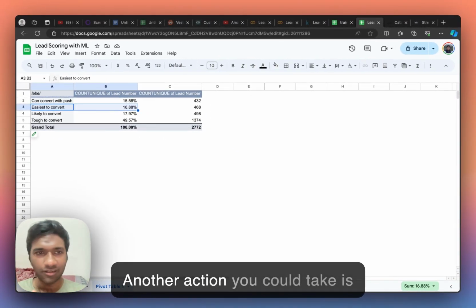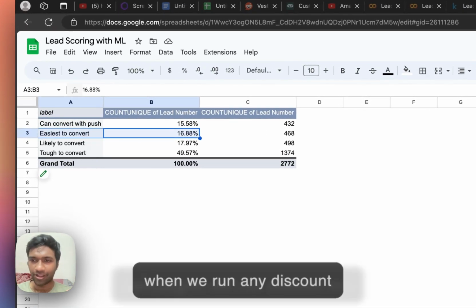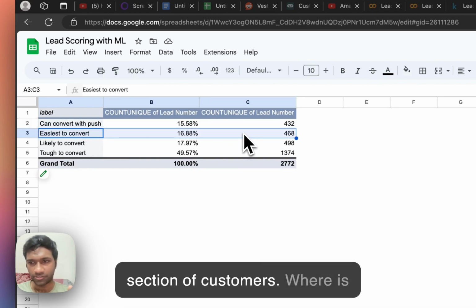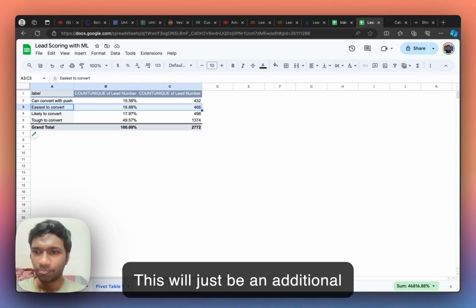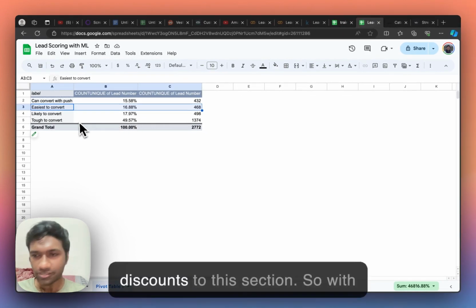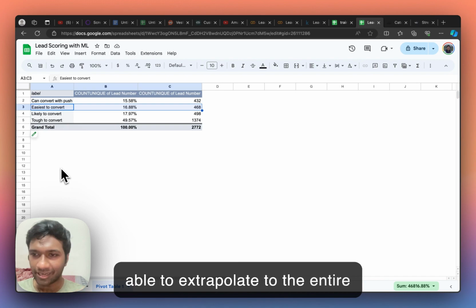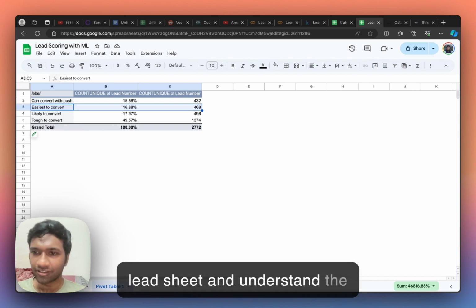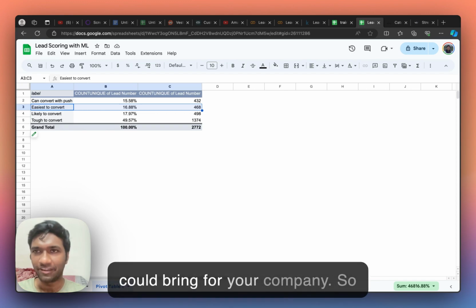Another action you could take is to stop offering discounts. When we run any discount campaigns, we can exclude this section of customers because they're going to convert anyway. It would just be an additional burn on our side if we offer discounts to this section. So with the few sampled calls, we were able to extrapolate to the entire lead sheet and understand the entire nature of customers. So that is what advanced analytics with our lead ranking engine could bring for your company.